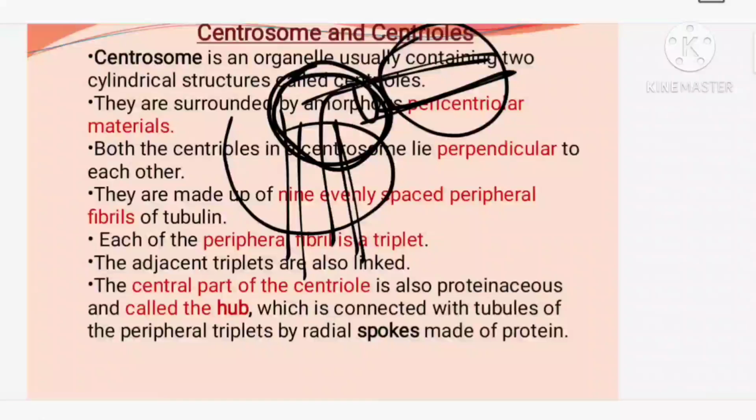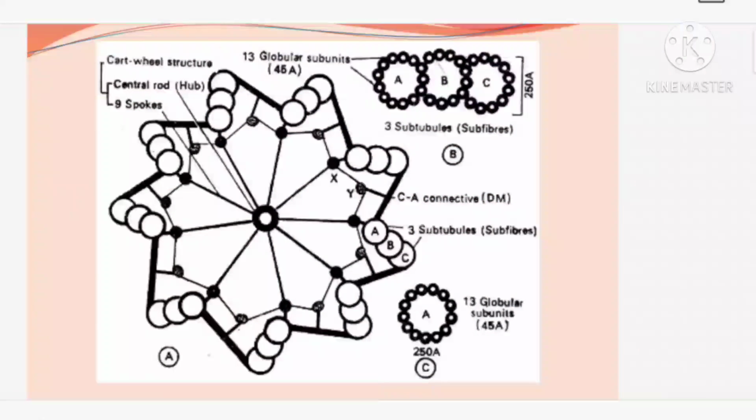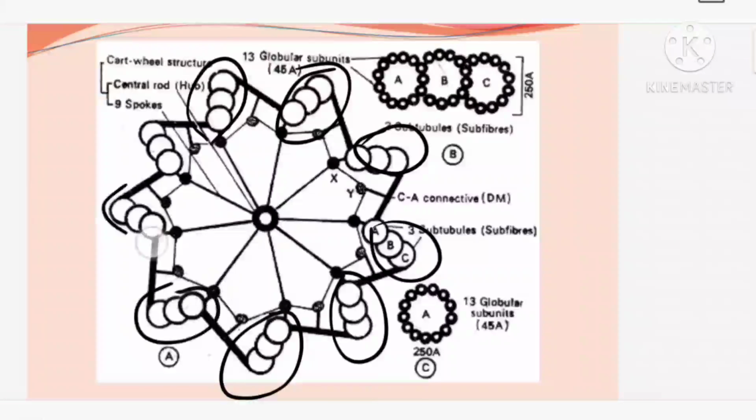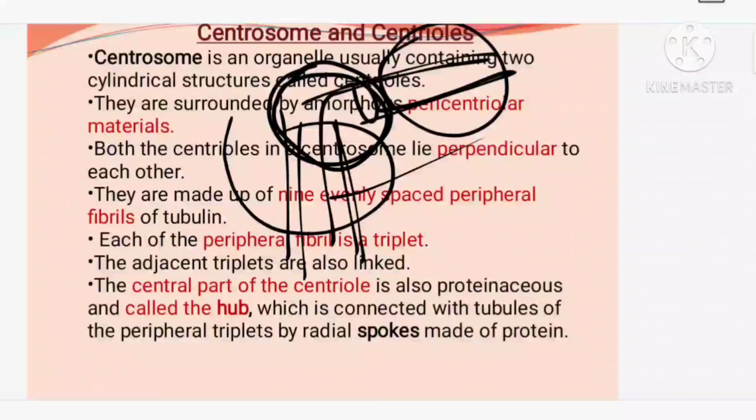Now the centriole, what is the structure of the centriole? It's somewhat similar to that of the flagella. They also have 9 peripheral tubules, isn't it? But it is not a doublet. How many are there? 3 are there, so they are triplets in nature. They have 9 evenly spaced peripheral fibrils of tubulin, and each of the peripheral fibrils is a triplet. I told you, not like flagella. Here it is a triplet, 3 are there.